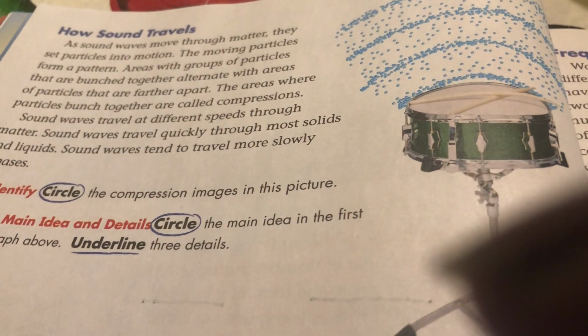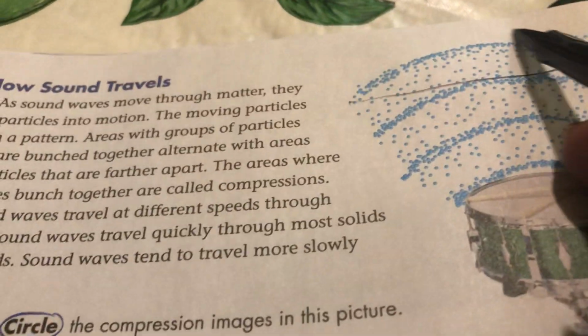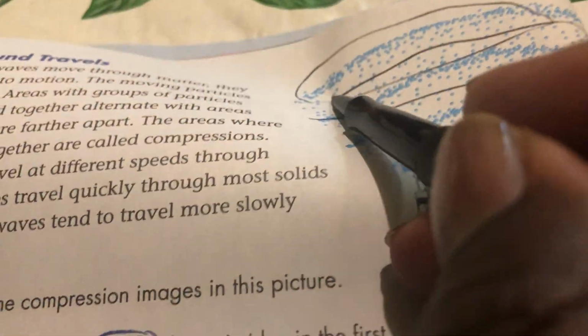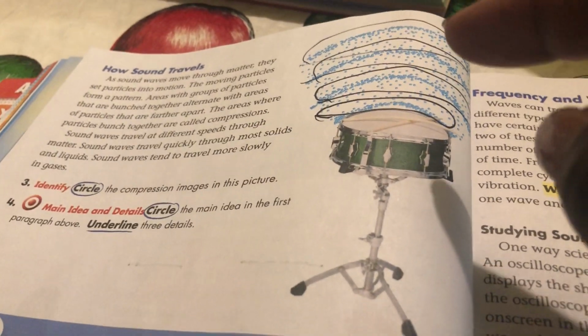So remember we talked about compressions, right? The compressions are grouped together, alternating with other sound waves that are farther apart. So, circle the compressions in this picture. Okay, so what would I circle? This. Remember, they have to be grouped together, those bunches of particles. Okay? So that's 1, 2, 3, 4. 4 compressions.